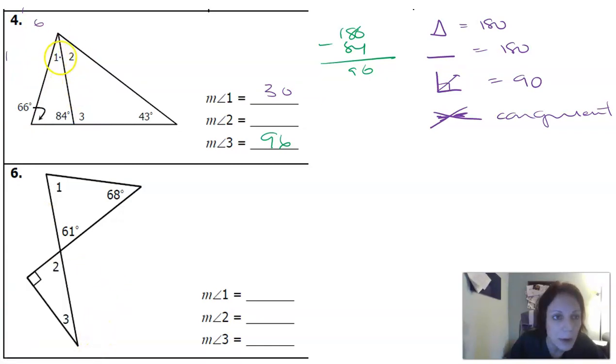So right now we know that this one is 30, and we now know that this is 96. The last one up there that we need to find is that angle 2.